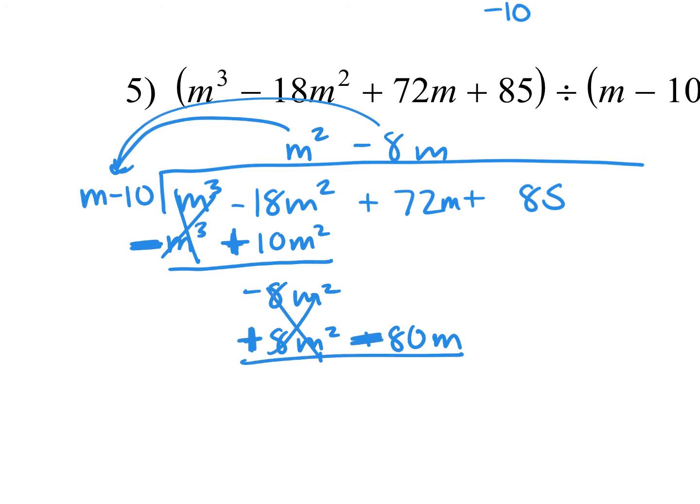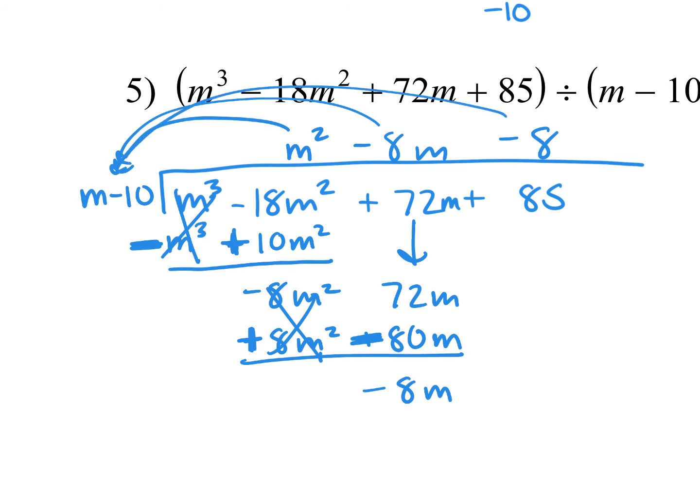So these cancel. Bring down the 72m. So what's 72m minus 80m? Negative 8m. So when we divide negative 8m by m, we just take away the m, so it's negative 8.